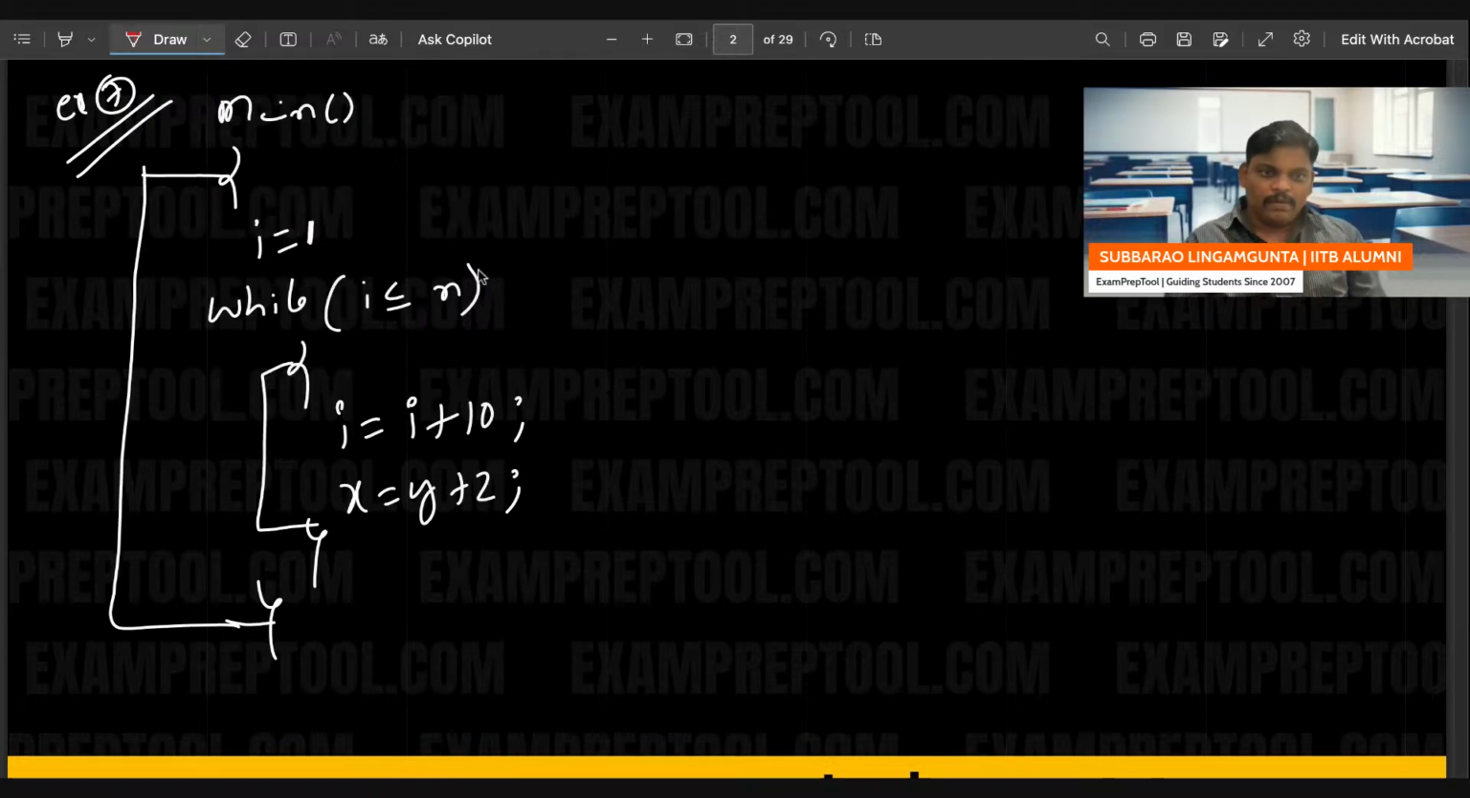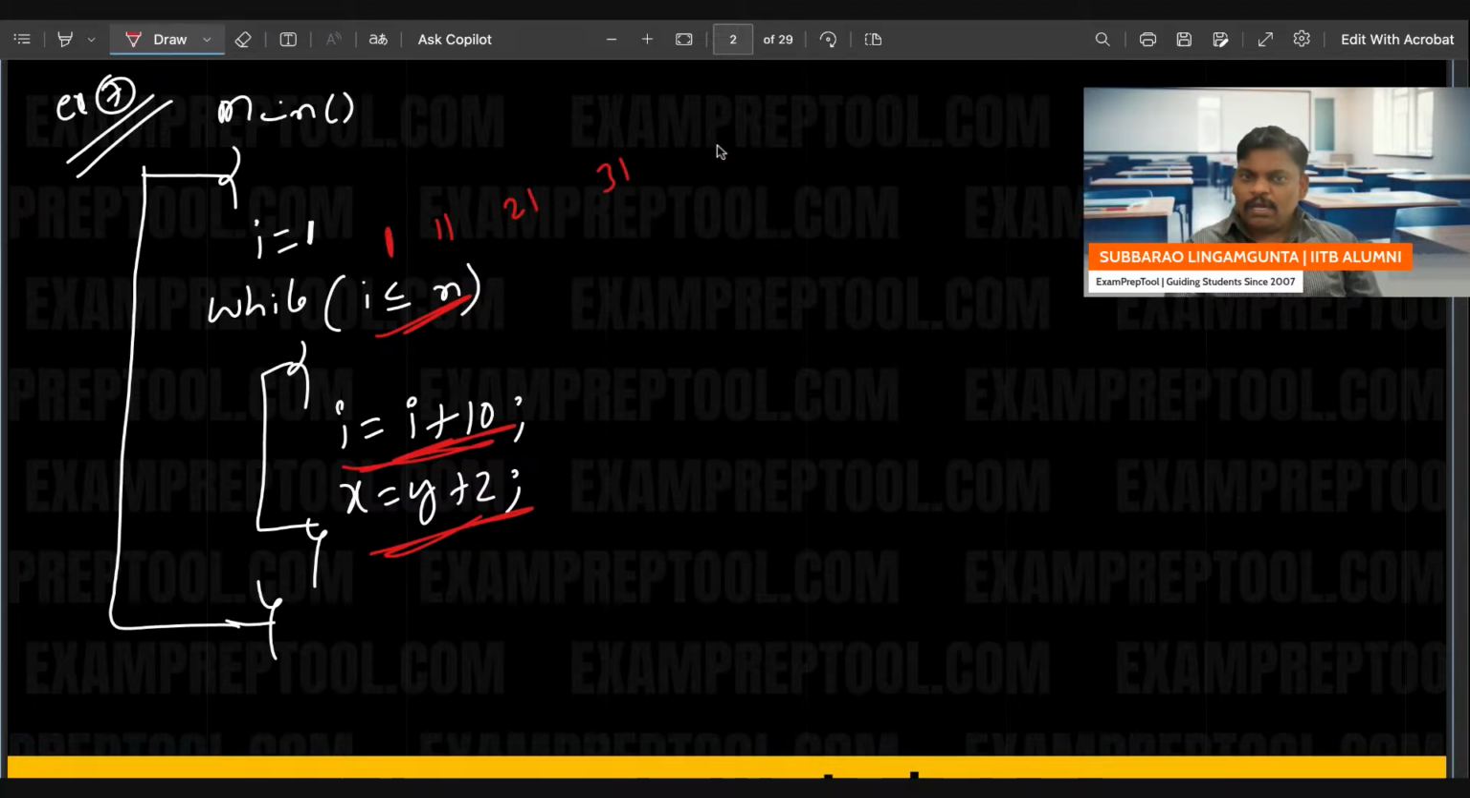Let me check here. Every time this condition is checking. So every time the I value is incrementing by 10. Initially I value is 1, condition true. Afterwards plus 10, that is 11. Afterwards plus 10, afterwards plus 10. There is a difference of 10. If you want, you can check.